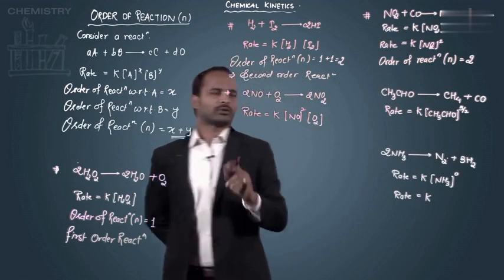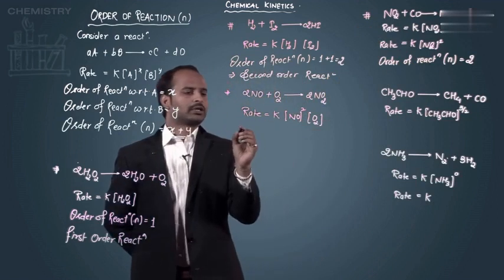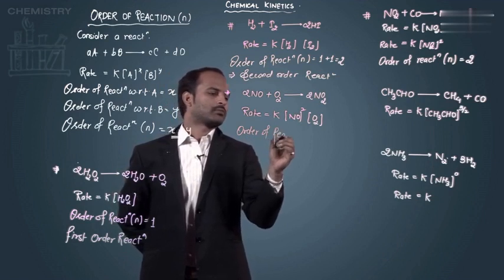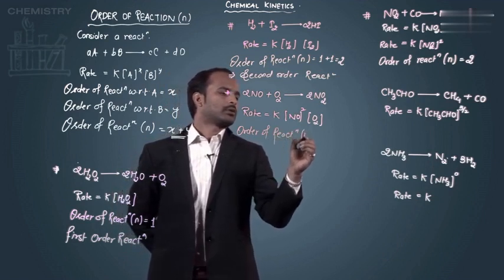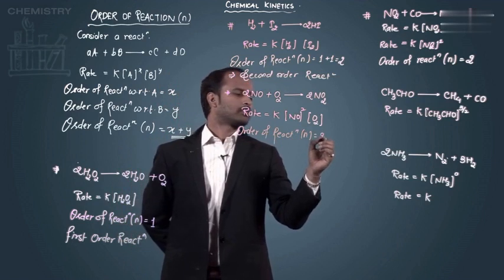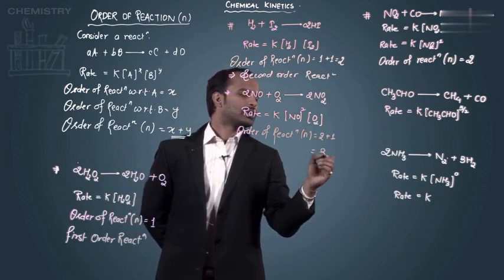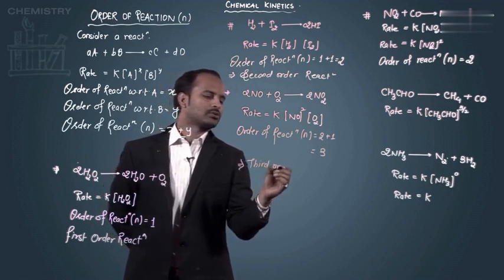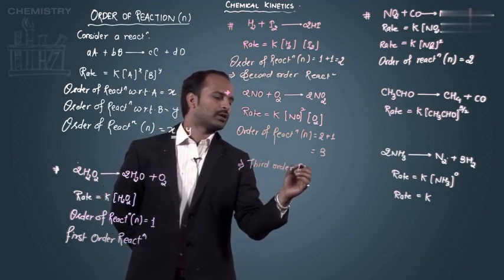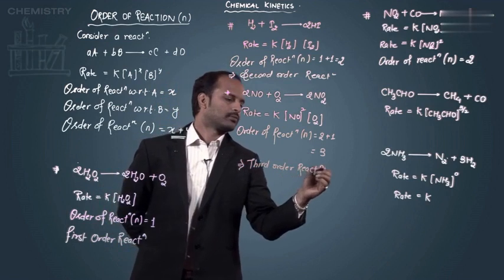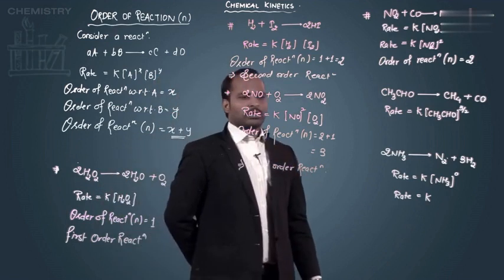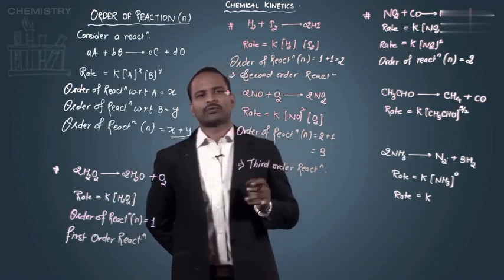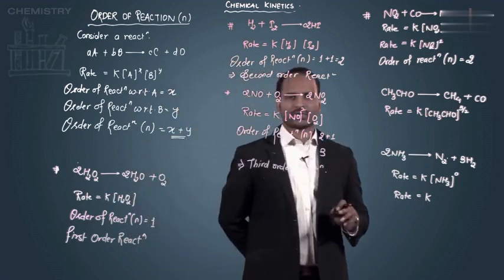Now let's talk about this reaction. Here the order of reaction is, that is n is equal to 2 plus 1, that is 3, and such reactions are known as third order reactions. So if I'm saying third order reaction, that is the total power is going to be 3. If one reactant is having power as a 3, there is only one reactant, and if it is having a 3 power, then also it will be considered as a third order reaction only.